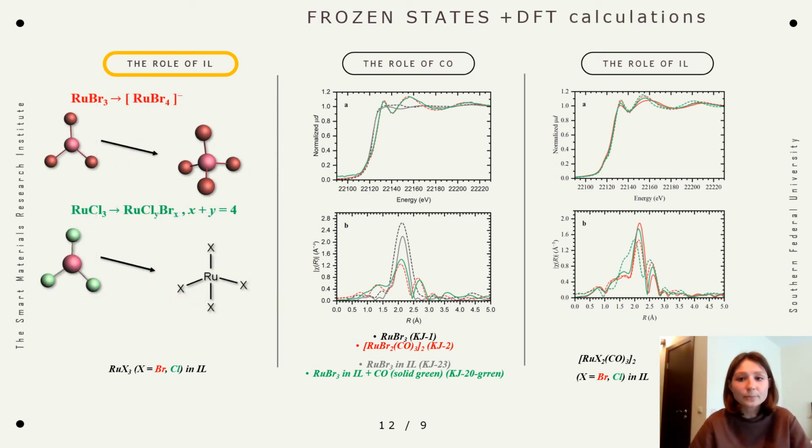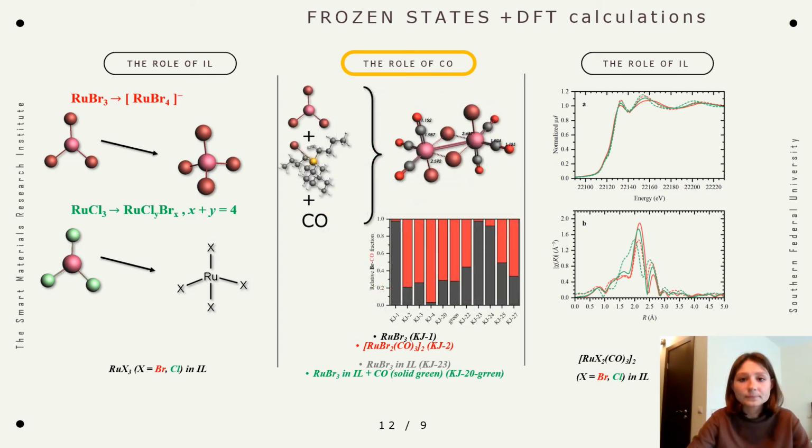and DFT calculations also confirm this information. In the next step, we add CO, and XANES spectra give a clear indication of relative changes in the number of CO and bromide ligands. In particular, both PCA analysis and DFT calculations show that after the reaction, CO ligands are replaced by bromide ligands, and that means that we form ruthenium carbonyl bromide species.